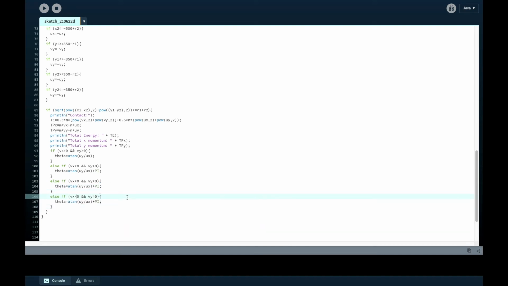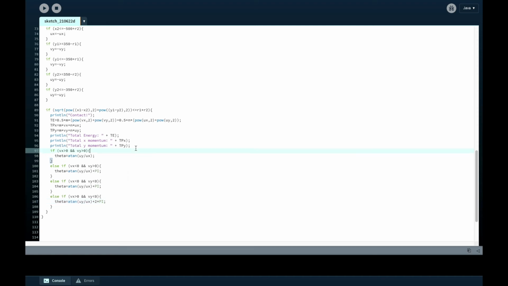And then lastly, if vx is positive and vy is negative, which means that it is in the fourth quadrant, this means that I'm going to have to add 2 times pi, so 360 degrees, because for example, if the value I want is 330 degrees, it's going to give me a value something like minus 30 degrees, because that's the value that's closest to 0 degrees. And so I'm going to have to add 360 degrees to minus 30 to get 330.